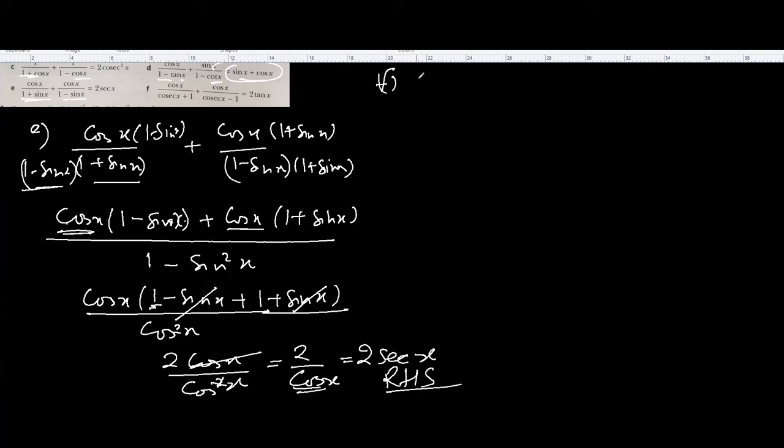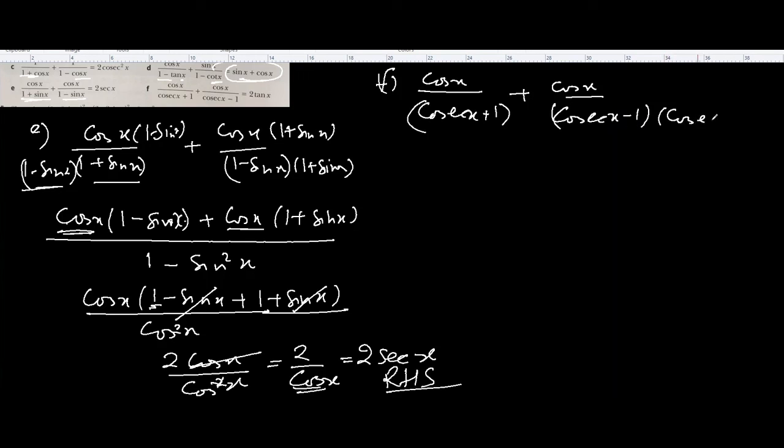Okay, something similar. So cos x over cosecant x plus 1, plus cos x over cosecant x minus 1. This is the LHS. So we'll multiply them by each other again. We're doing the same thing again, so the rules remain the same. And we'll multiply here by cosecant x minus 1, and here cosecant x plus 1. This should have been plus 1.